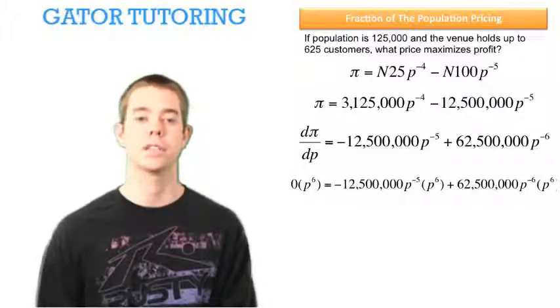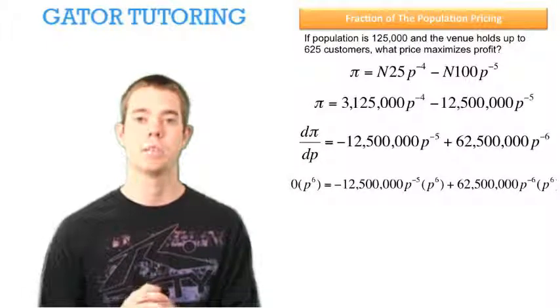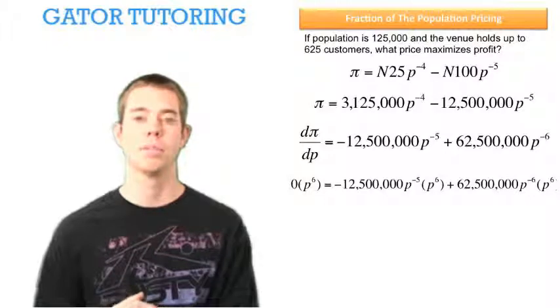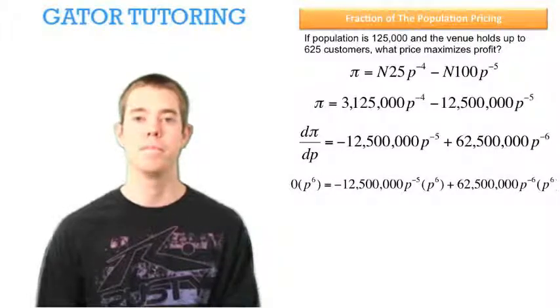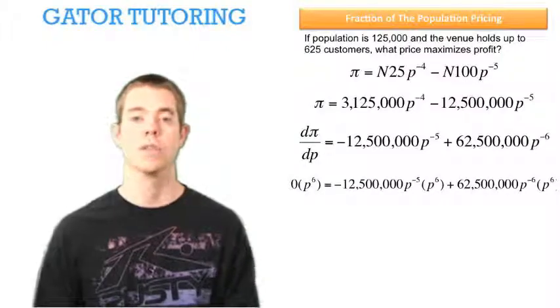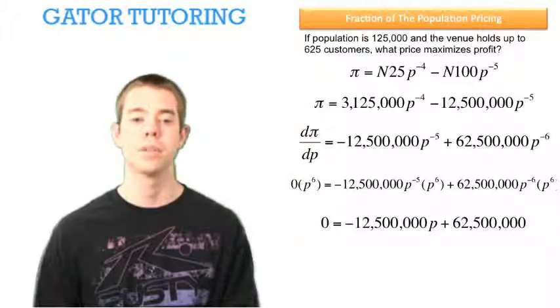But this helps because take a look at our first term on the right, negative 12.5 million times p^-5. When that's multiplied by p^6, we're going to add those exponents. Negative 5 plus 6 gives us a positive 1, so we're just going to have p. The second part, 62.5 million p^-6 times p^6. Again, we're going to add those exponents, but negative 6 plus 6 gives us 0. So any number raised to the 0 is 1. So we can rewrite this as negative 12.5 million p plus 62.5 million. Now we're ready to solve.